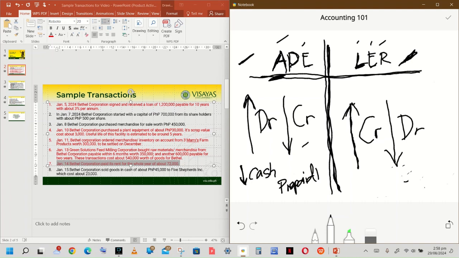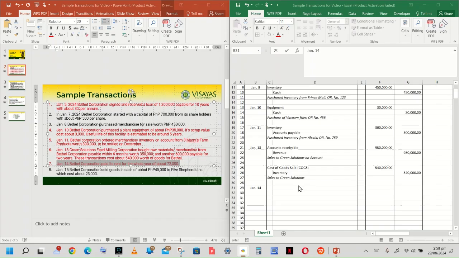Okay. Prepaid rent. So, si prepaid rent mo ay tataas, okay? Dahil both siya sa asset. Cash, kapag bumaba si cash, magiging credit. So, pag tumaas si prepaid rent, magiging debit. Okay? So, first natin isusulat si prepaid rent dun sa ating journal entry.